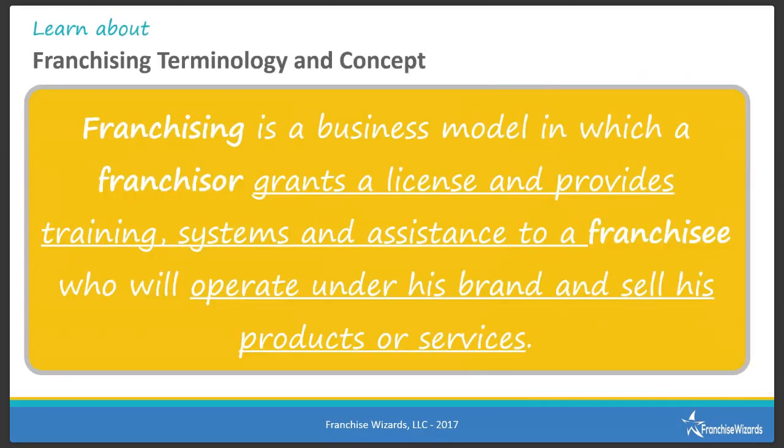For those who are not very familiar with what franchising is, I just included one slide explaining the definition of franchising. Franchising is a business model in which the franchisor, the franchising company, will give you a license, will give you training, will give you support, will give you systems that allow you to operate, and will enable you to operate under their brands as well as sell their products or services.